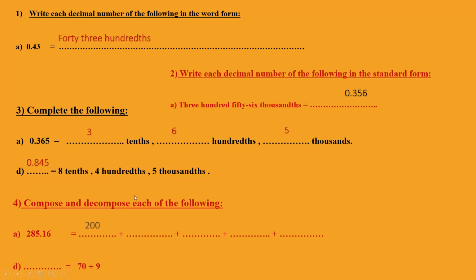Complete and decompose each of the following. Here we have 200, 80, and 5, and 0.1 and 0.06. 70 plus 9, it will be 79.